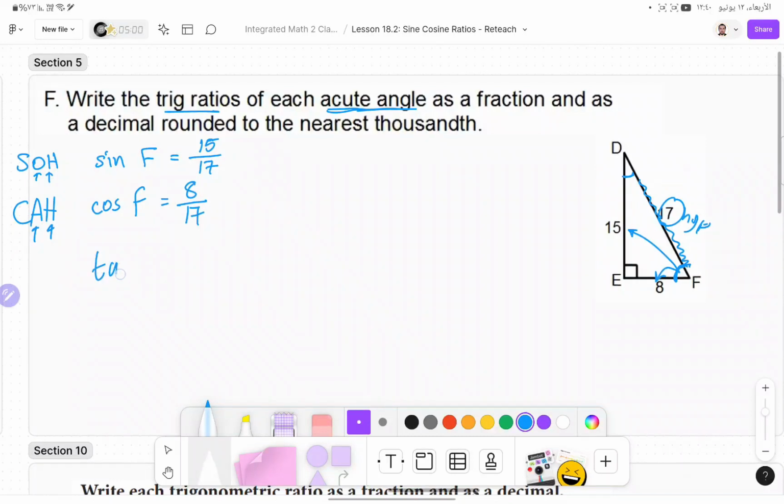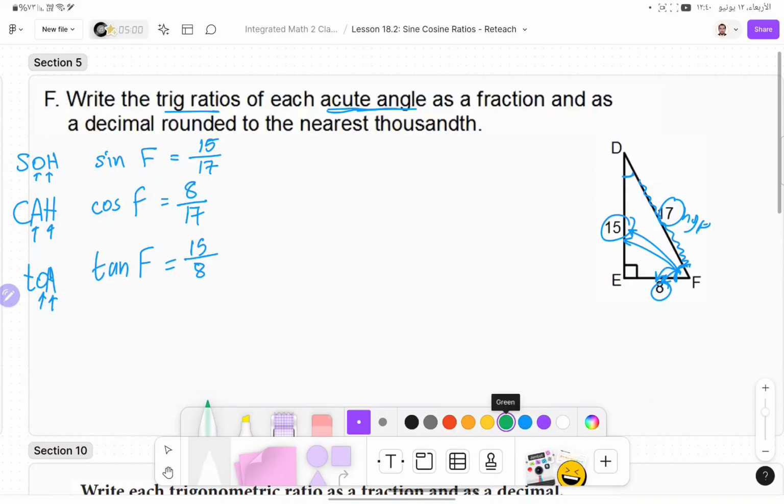Now the last one, tan F. What is tan F? We know that tan is TOA, which is opposite over adjacent. What's the opposite of F? It is 15. What's the adjacent? It is 8. So tan F is 15 over 8.